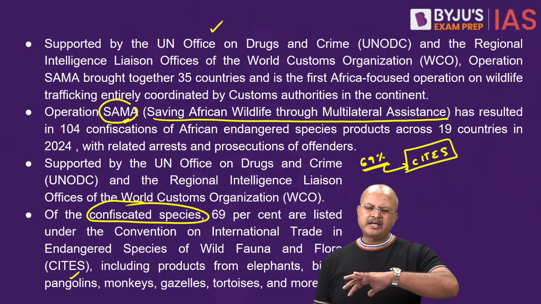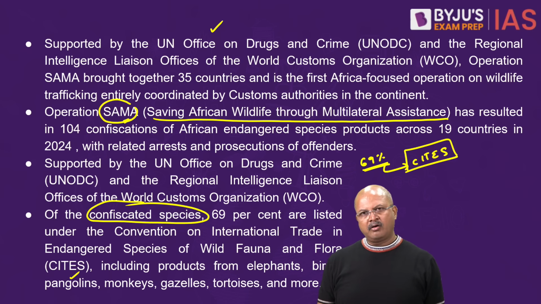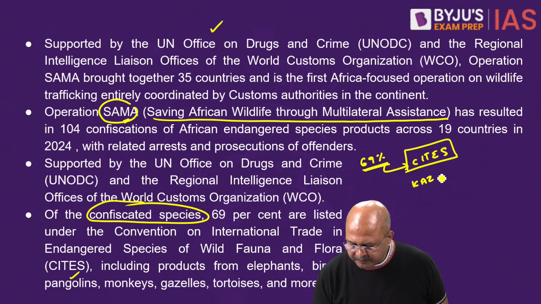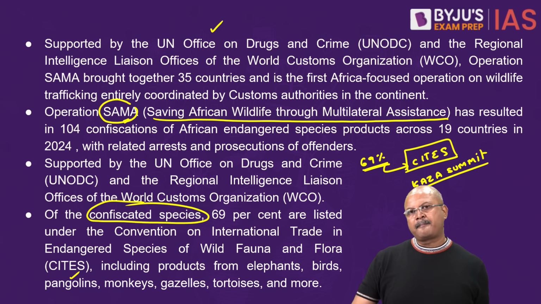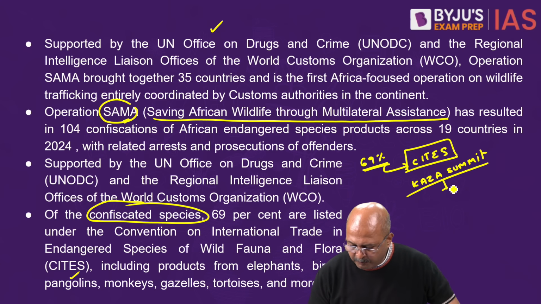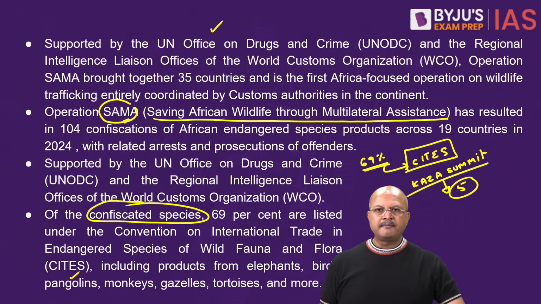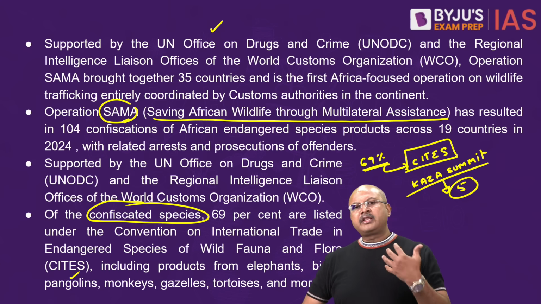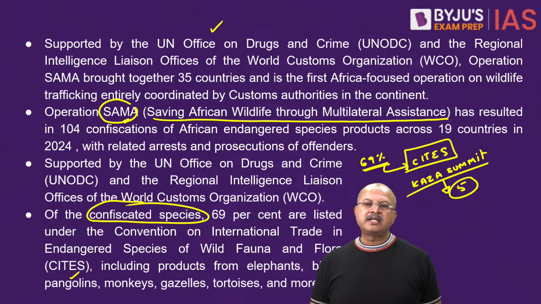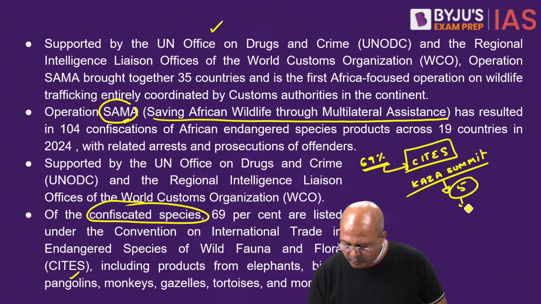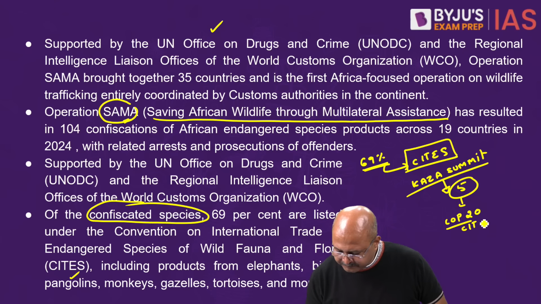If you are reading current affairs from maybe a week back or some 3-4 days back, we come across something called the CASA Summit. This CASA Summit is very important with reference to this Sama. In the CASA Summit, a group of 5 countries of Africa are making all their efforts to make sure that ivory trade can start. They are going to represent themselves in the COP20 of CITES.